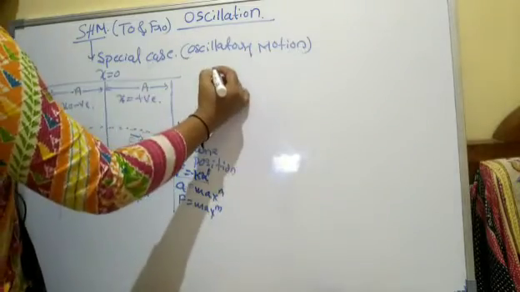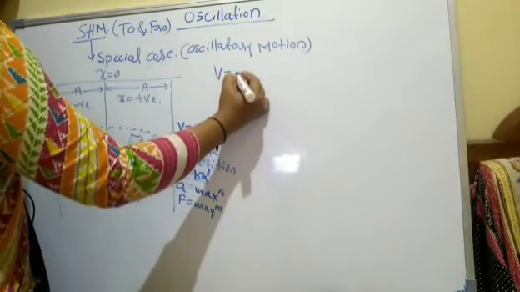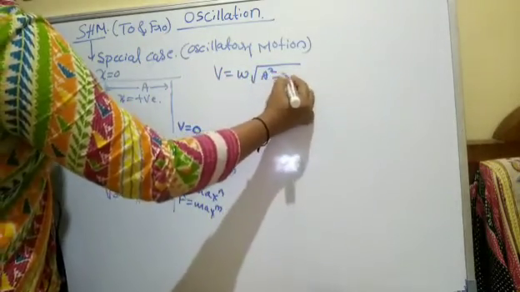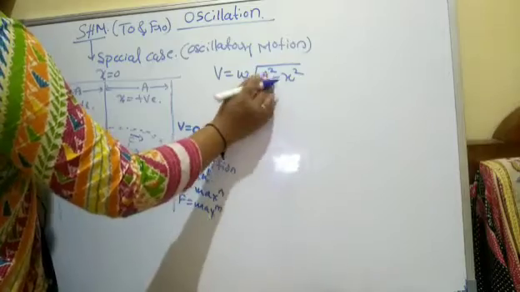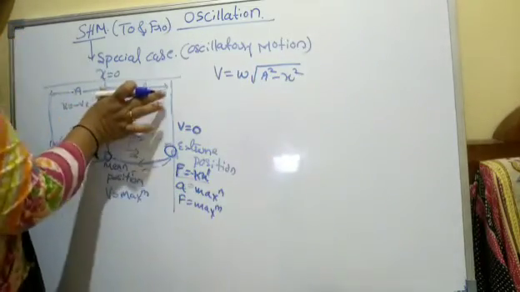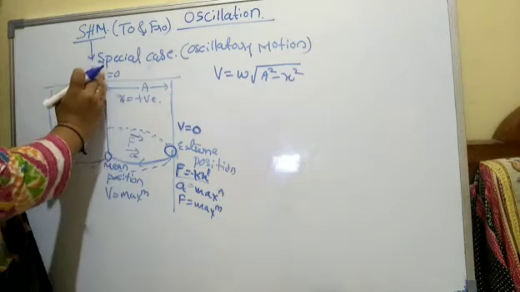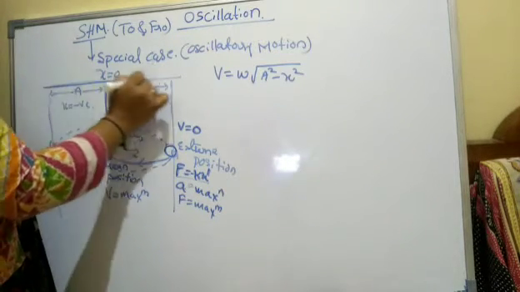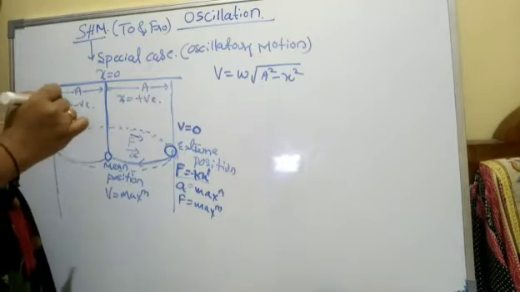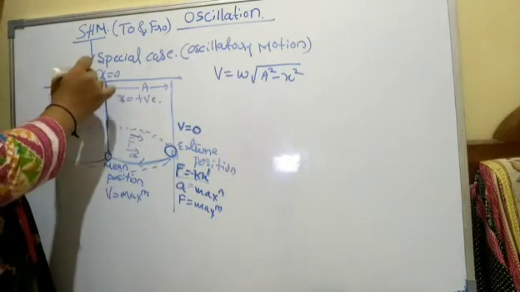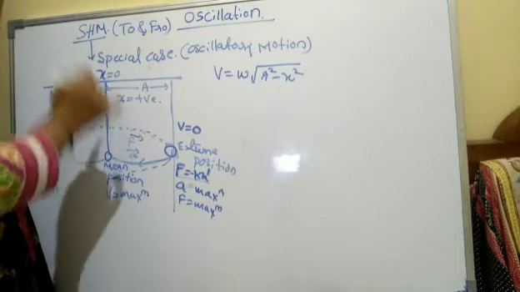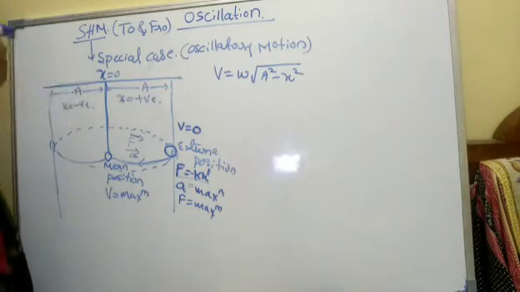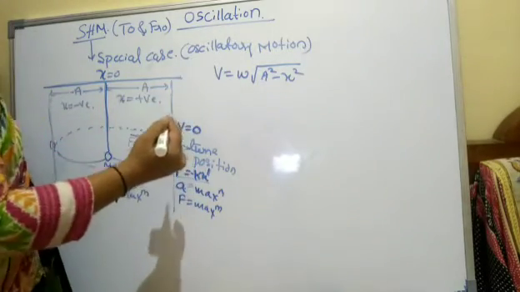As we know the velocity of the particle, v is equal to omega root of a square minus x square. What is x? Displacement, and x is always measured from the mean position. This part I am repeating again and again so that x should always be measured from the mean position of the particle. We'll get to know why it is stressed again and again in the upcoming topic.